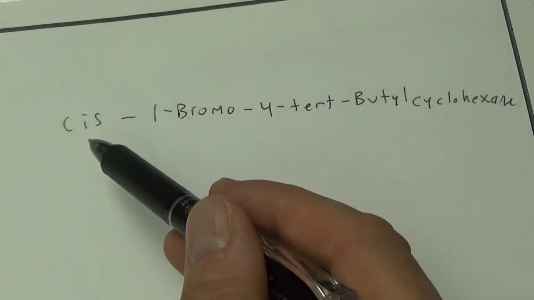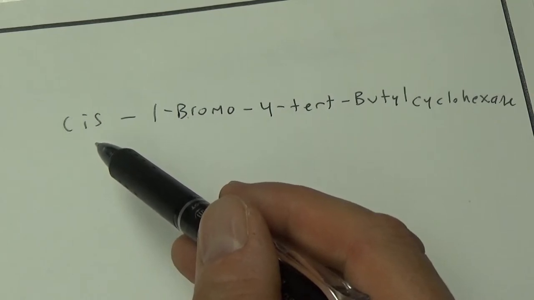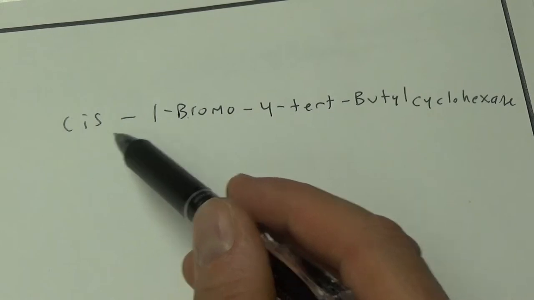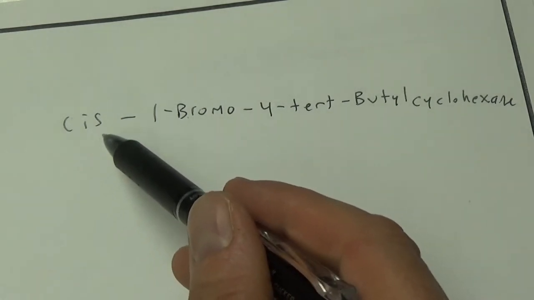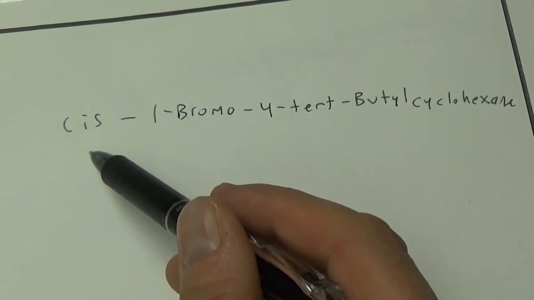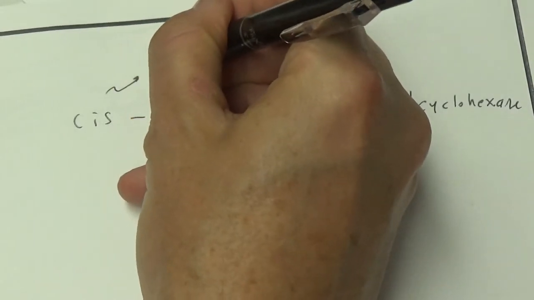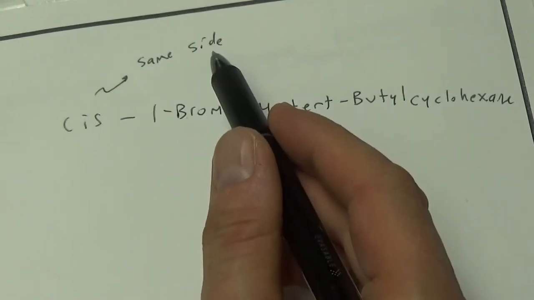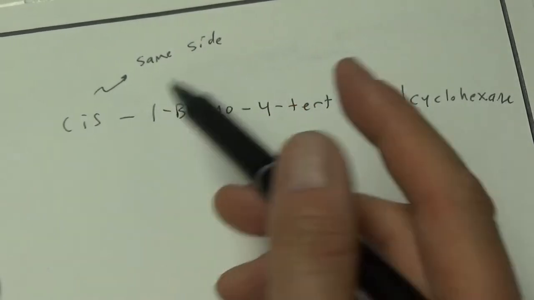What is the meaning of cis? Because the definition of cis has nothing to do with equatorial and axial, right? What was the definition of it? It's a relative stereochemistry, and the definition of cis is same side. So they're either both up or both down, but they're not one up, one down. Cis means same side, okay?